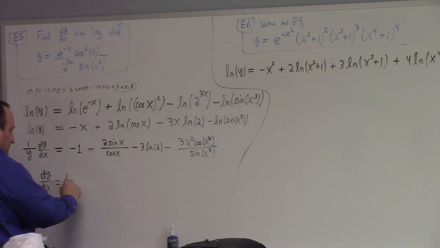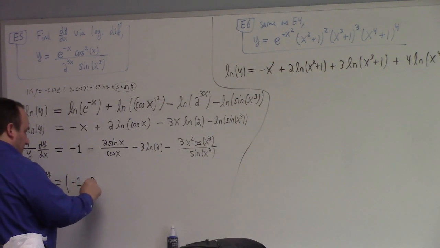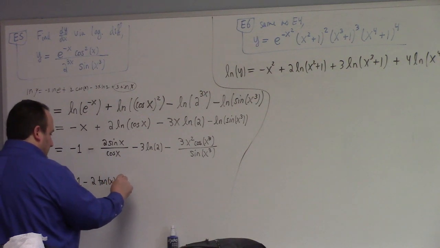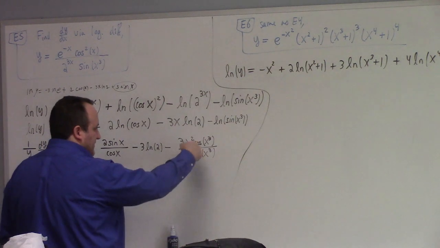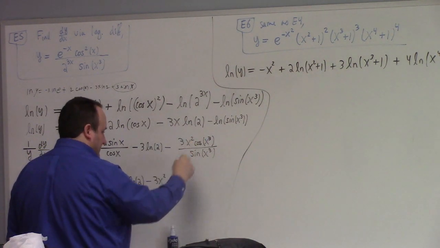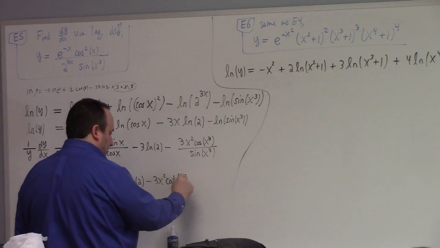Let me do a little, you guys tell me, what's sine over cosine? I can rewrite that as what? 2 tangent of x, yeah, that's not a bad thing to do. Minus 3 natural log of 2. And what's this? I could write that as, yeah, cotangent of what? X what? X cubed, very good.